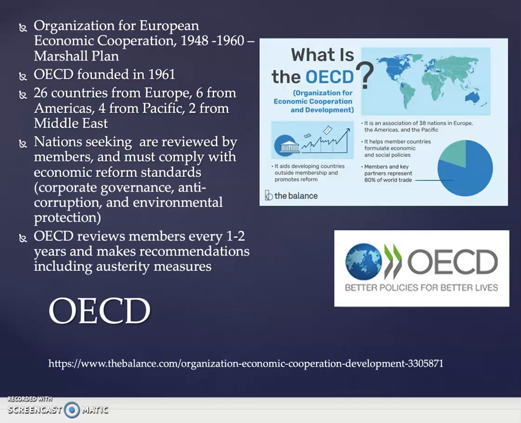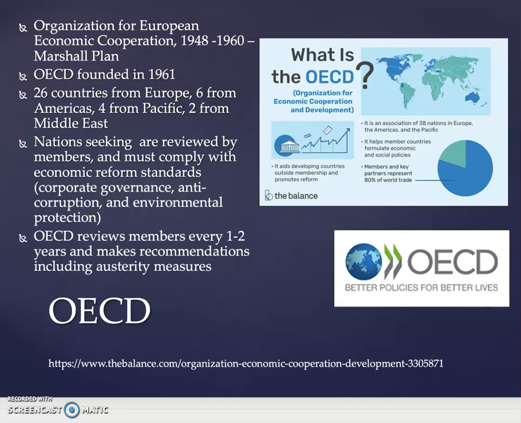The OECD is the Organization for Economic Cooperation and Development. It's comprised of 38 nations in Europe, the Americas, and the Pacific. It helps member countries to formulate economic and social policies. A key thing here is that members and key partners represent 80% of world trade. There are a number of key partners that do not meet all the requirements for entrance, but nevertheless contribute to this 80% number. It aids developing countries outside membership and promotes reform overall.